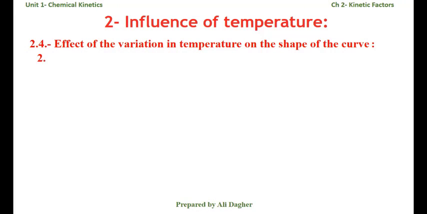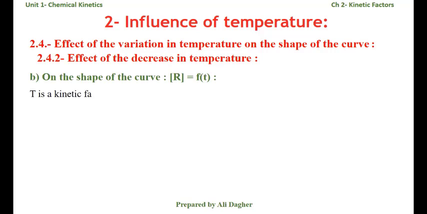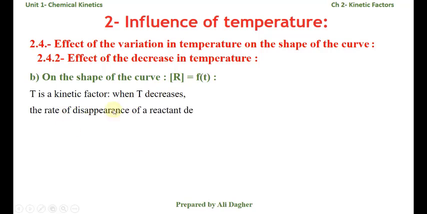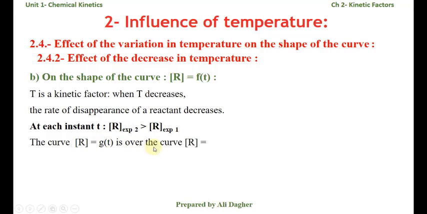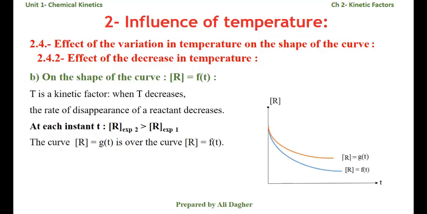And on the shape of the curve concentration of reactant equal F(t), T is a kinetic factor. When T decreases, the rate of disappearance of reactant decreases. Then at each instant t, concentration of reactant in experiment 2 is bigger than concentration of reactant in experiment 1, because when the rate decreases, the concentration of reactant disappeared decreases, then the concentration of reactant left increases. The curve concentration of reactant equal G(t) is over the curve concentration of reactant equal F(t) on the graph. This is the old curve at T. The new curve at T prime is over it.